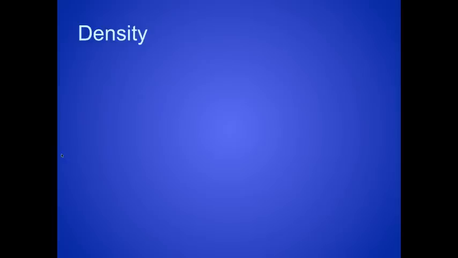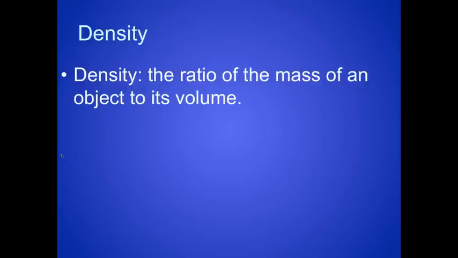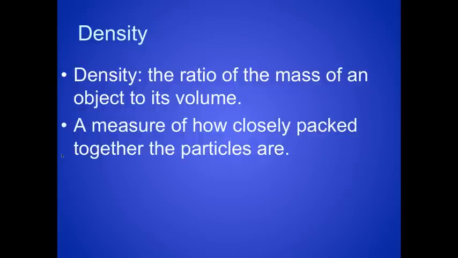So, density. As a definition, density is the ratio of the mass of an object to its volume. And mass is a term for matter, how much matter there is in a given object, and the volume is how much space that particular object occupies. So what density does is it measures, in a way, how closely packed together the particles are. You're looking at mass and then how much space does that mass occupy.